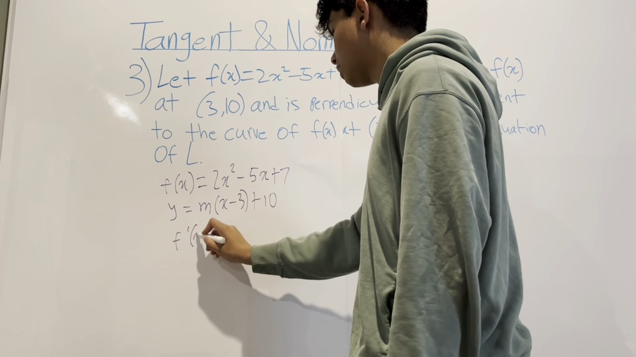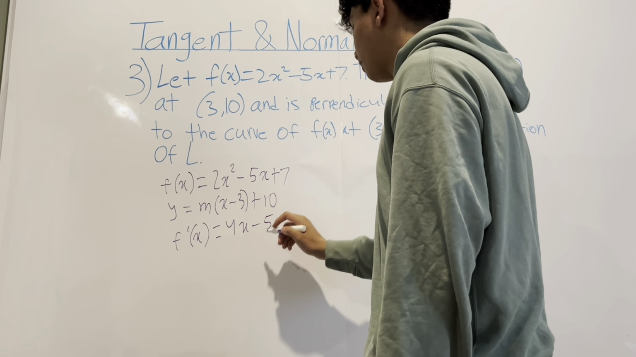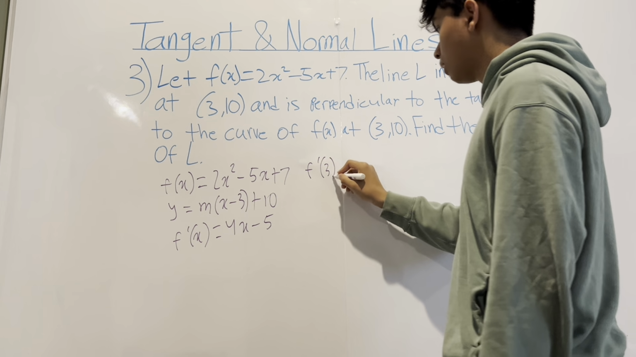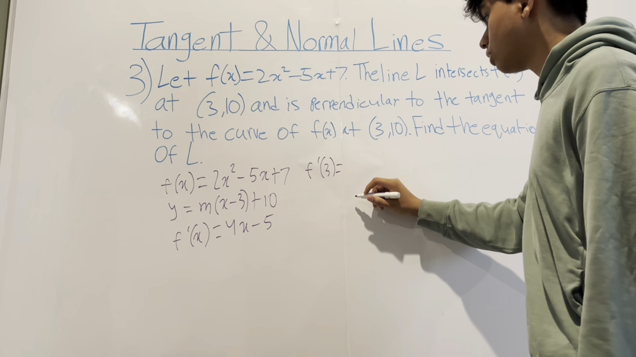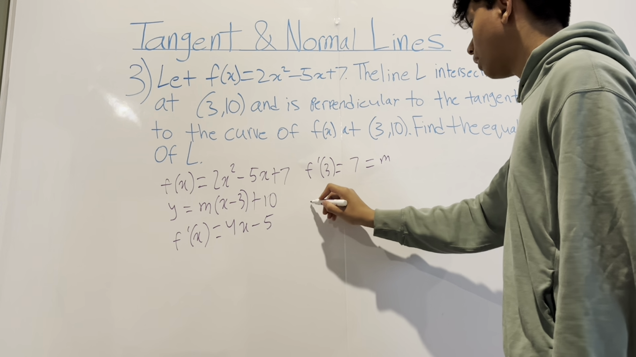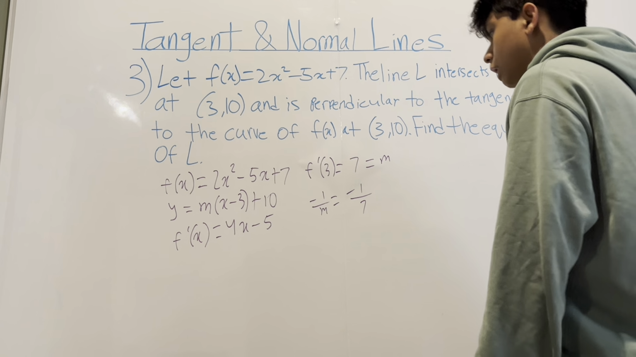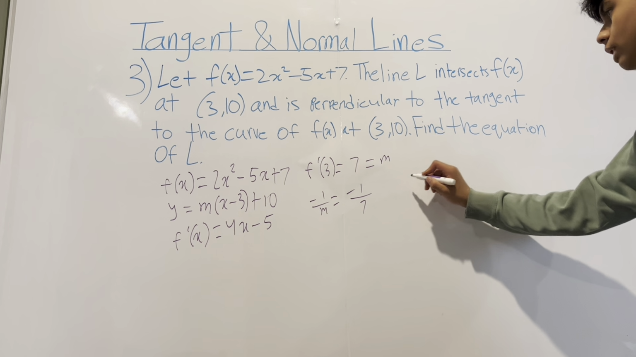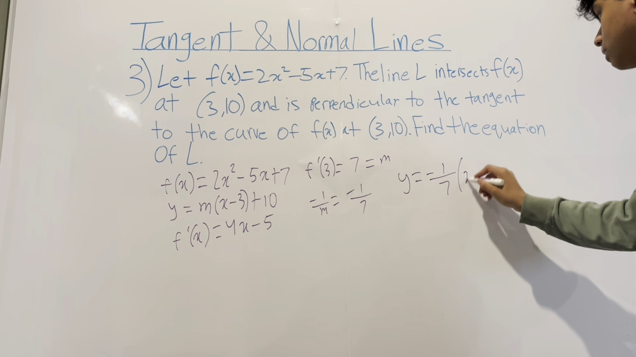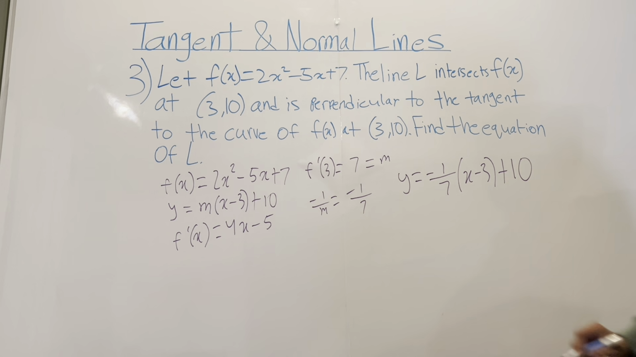So f prime of x equals 4x minus 5, and f prime of 3 equals 4 times 3, which is 12, minus 5 is 7. So this is m. So negative 1 over m equals negative 1 over 7. So let's plug this into the equation. So we get y equals negative 1 over 7 times x minus 3 plus 10. And this is our final answer.